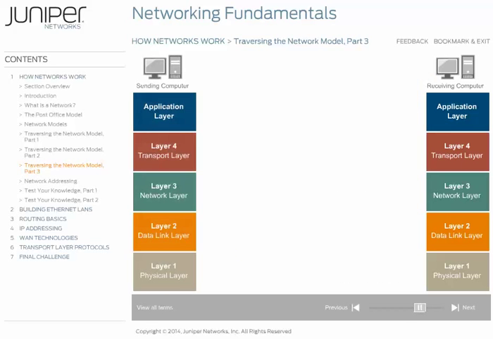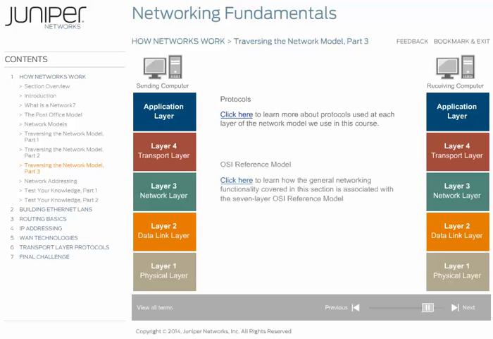In this section, we took an in-depth look at what happens at each layer of the reference model we referred to in most of this course. To learn more about the protocols used at each layer of this model, click the first link on screen. If you're interested in seeing how this same general networking functionality is associated with the 7-layer OSI reference model, click the second link on screen. You have reached the end of this section. Click Next when you're ready to continue.